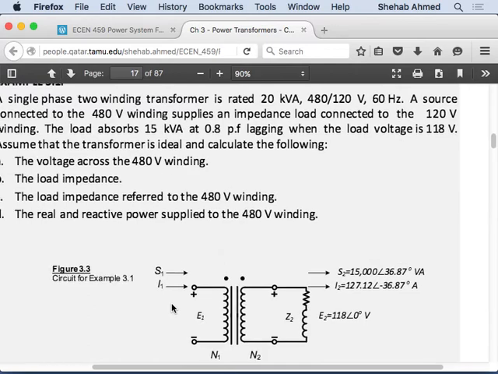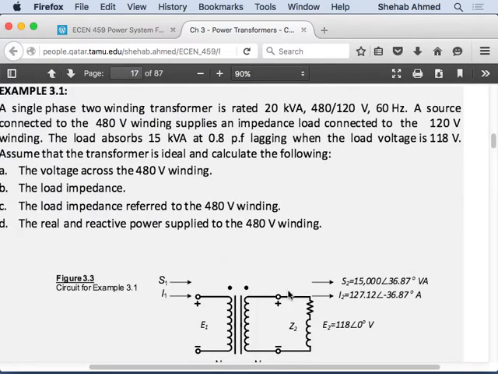Did they tell us what the voltage of the load is? We made one mistake. We didn't look at this number. They said that the load is not 120 volts. The load is 118 volts. So what is the voltage on the primary side? Sorry, I said it was 120 initially. It's 118 times 4, not 120 times 4. I didn't look at that when I was reading it.